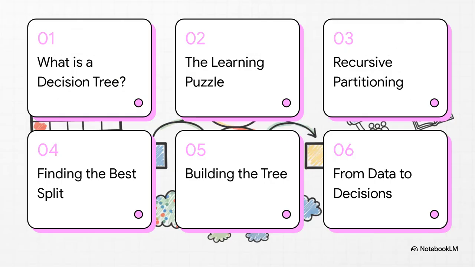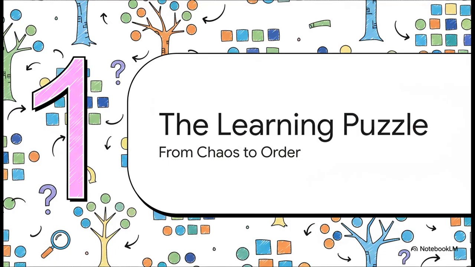Okay, so here's our game plan. We'll quickly look at the big puzzle: how does a machine even learn? Then we'll uncover the secret sauce, something called recursive partitioning. We'll figure out how it finds the best questions to ask, watch it build a tree piece by piece, and then see how it all comes together. All right, let's get to the main event.